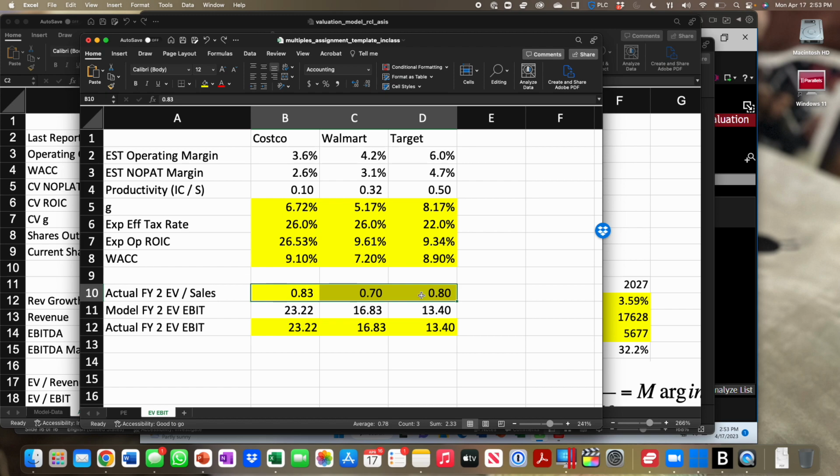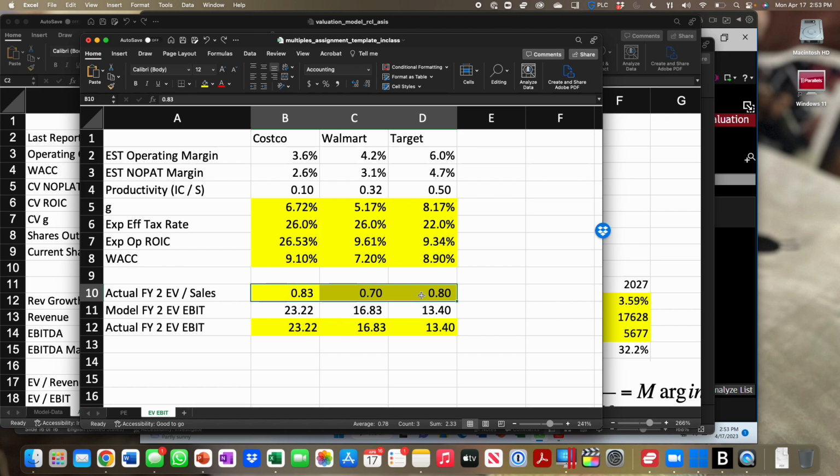So let's talk about the spreadsheet. This is the second spreadsheet with the data filled in. This is the data as of this morning for Costco, Walmart, and Target. Your goal for your analysis, for your homework, and eventual group project is basically to take the company that I assigned, in this case Costco, compare it to its peers, in this case Walmart and Target, and tell me why each of those three multiples is trading at a premium or discount to Costco.